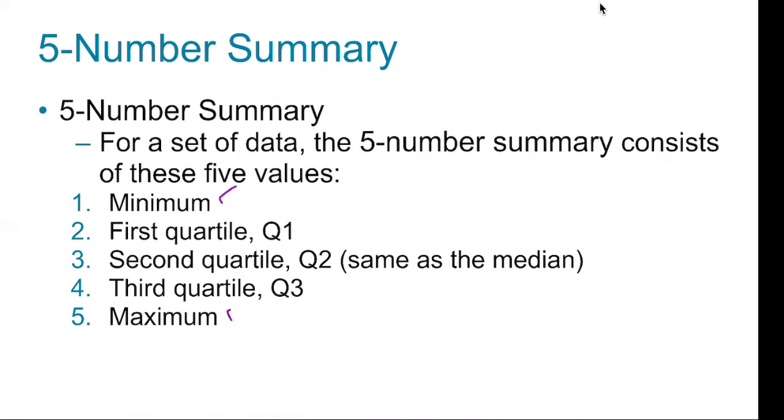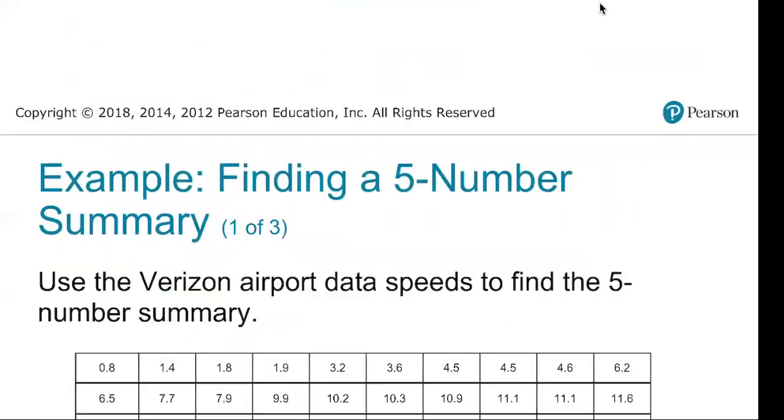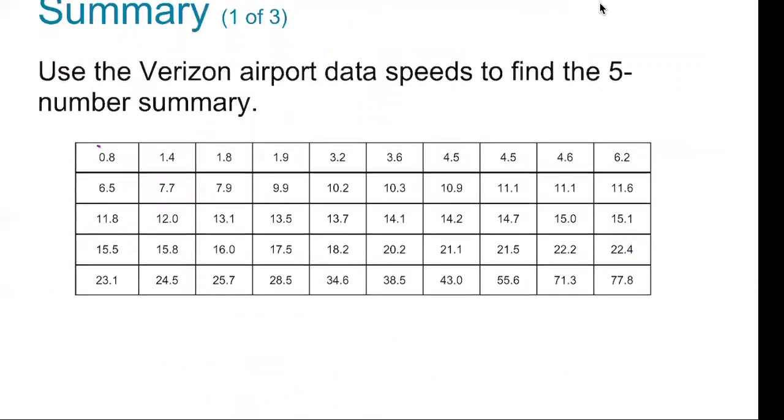So minimum and max data value, those are easy. We know how to find the median. And so I'm going to use the same procedure here to find Q1 and Q3. So let's find our 5-number summary. Okay, there's my min. There's my max. Notice the data is ordered. I have 50 data values.